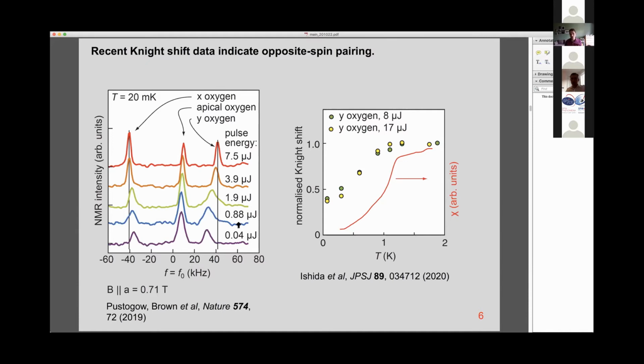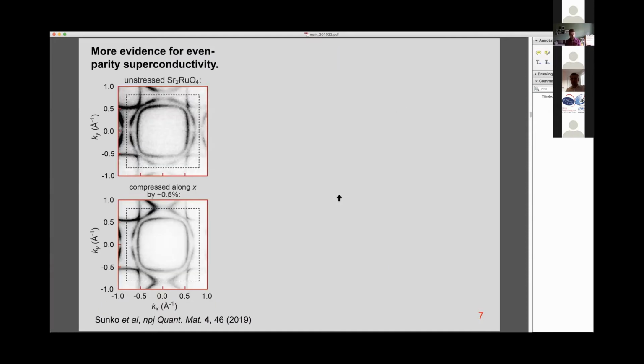Then Kenji Ishida from Kyoto University measured this as a function of temperature. Here's the Knight shift, and the Knight shift decreases below Tc. So the spin susceptibility decreases below Tc. Further evidence for even parity superconductivity comes from uniaxial stress experiments. So here I show an ARPES measurement of the Fermi surfaces of strontium ruthenate under an in-plane compression along the x direction by about 0.5%.